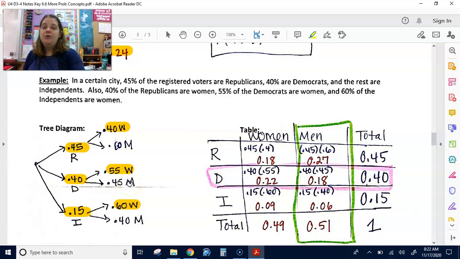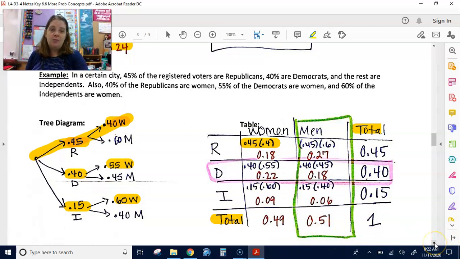On our table, you'd want Republicans, Democrats, and independents. Don't forget that word total. And then men, women, and total. To find each of the spots in there, you want to multiply down the tree. So to figure out Republicans that are women, you multiply down that branch of the tree. You're going to show that work and get that 18%. Again, you multiply down each branch of the tree to fill those in. And that allows us to see that 49% are women and 51% are men when we finally combine those probabilities together.